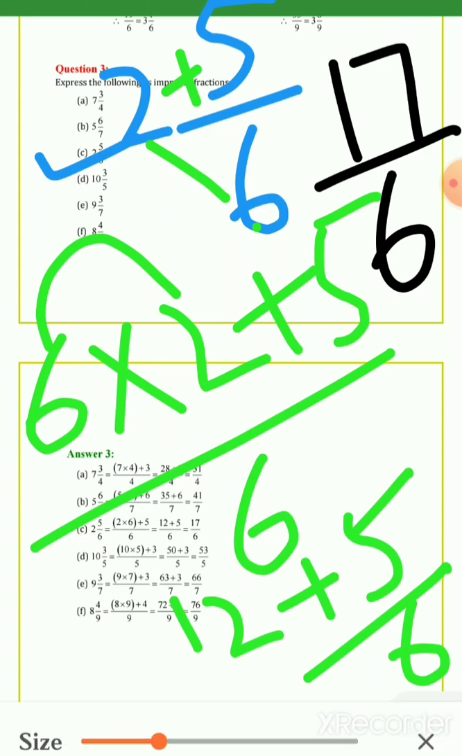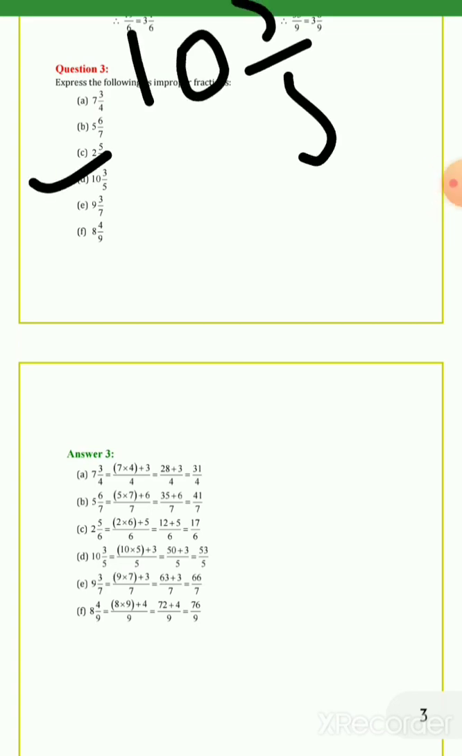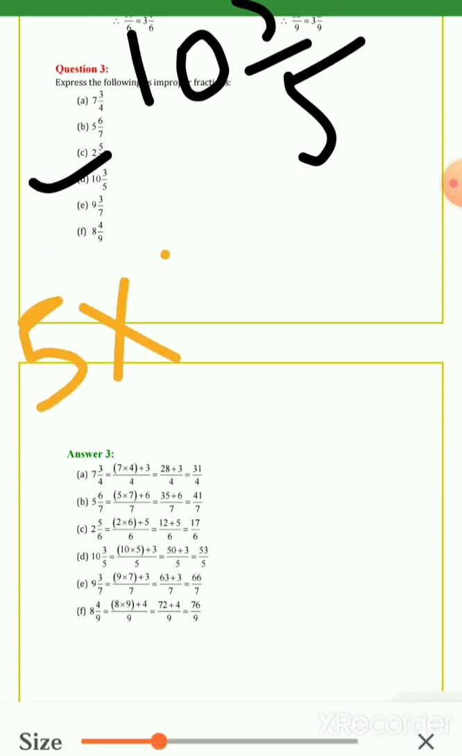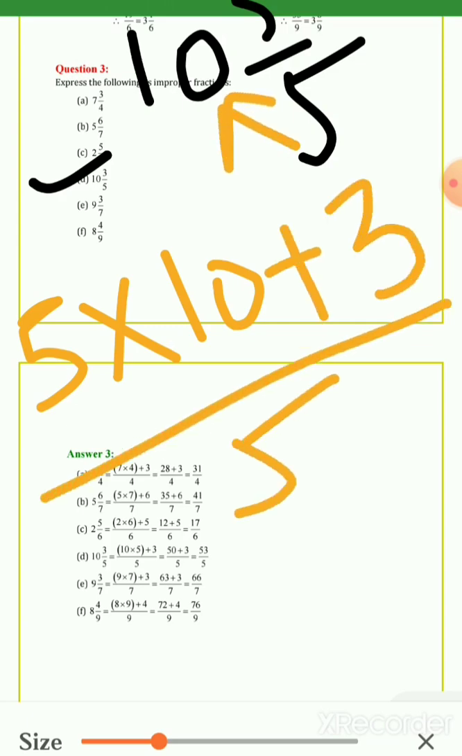It is very easy. What all of you have to do: first multiply this and this, then whatever number comes, add to it the number which is on the top, right? In the same way you can do all the rest of the questions. Let me take the D part. We have 10 3 by 5. Again multiply both the numbers. We have 5 multiplied by 10. You multiply these two and plus 3, and 5 will come down as it is.